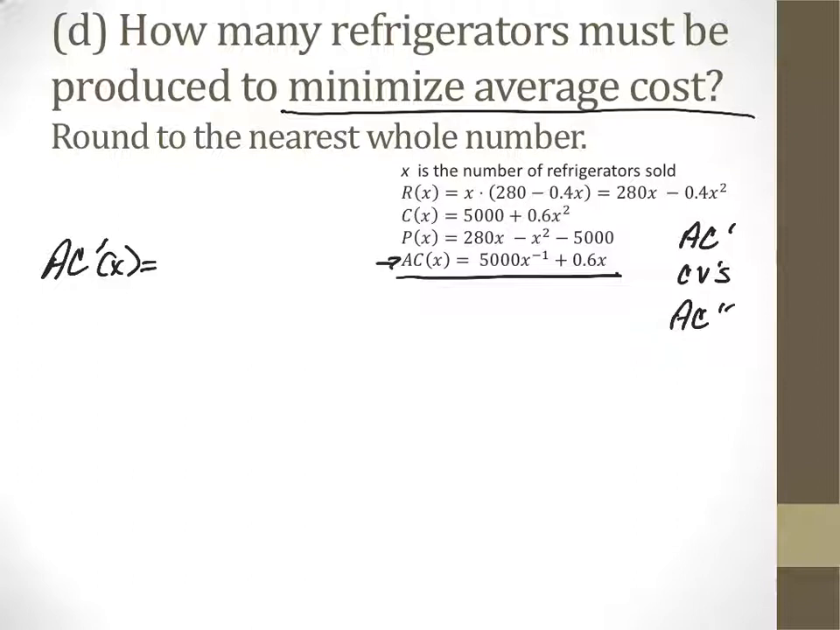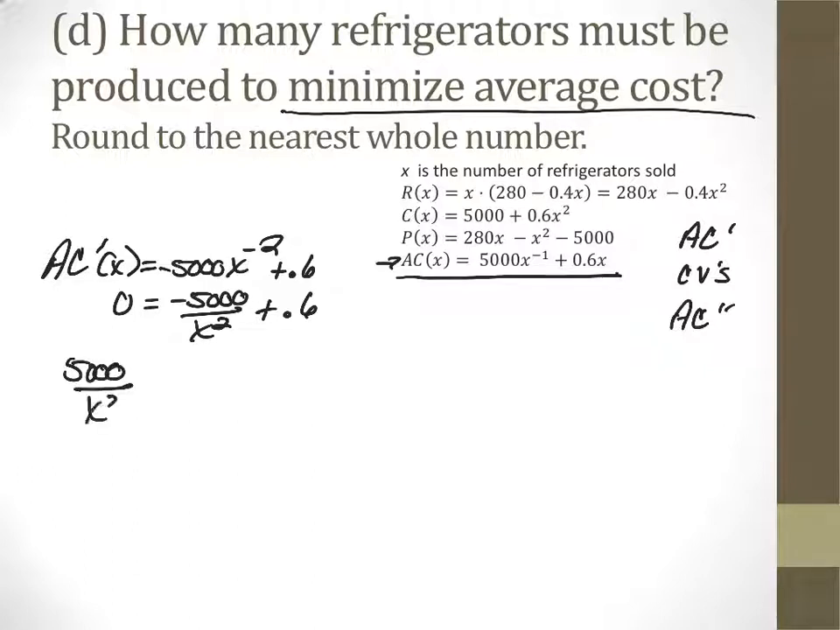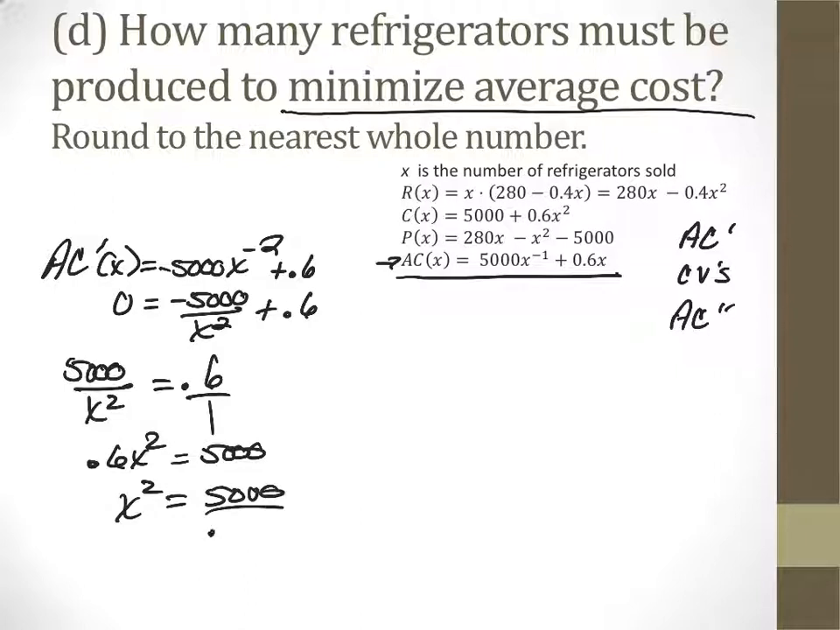And average cost, remember, is here. Bring the negative 1 down, so you get negative 5,000 x to the negative 2 plus 0.6, just the 0.6. And we're looking for critical values, so we're going to set it equal to 0. Go ahead and write that as a fraction, because now we can add it to both sides and then cross multiply to get, now some people take 2 steps to do this. They'll write 0.6x squared equals 5,000, then divide by 0.6. Like that.